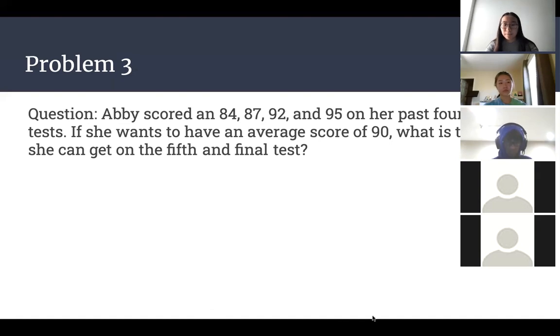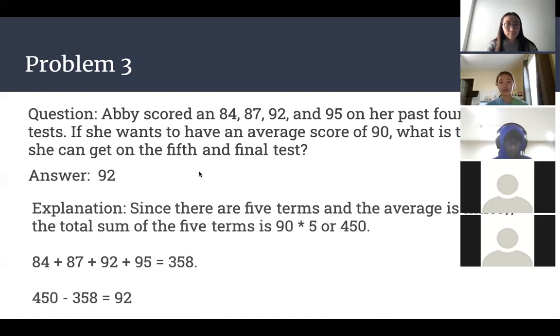So I'm seeing a couple of different answers, but the actual answer is 92, which is what some of you put. So good job. In order to find this final score, we can find the sum of all of the scores, including that final score, and then subtract the first 4 scores to get our final score.